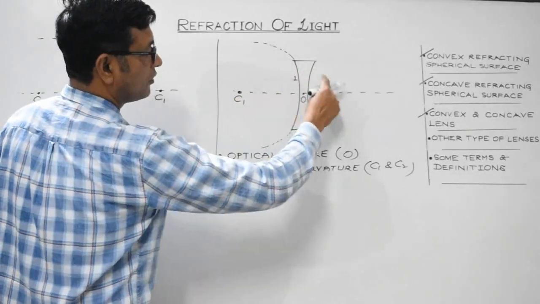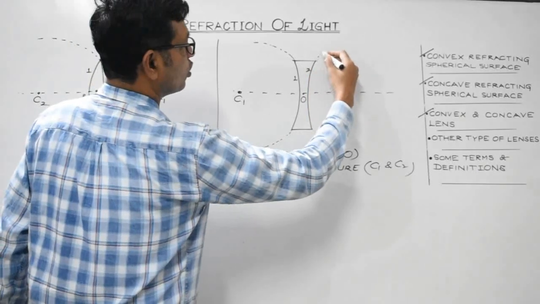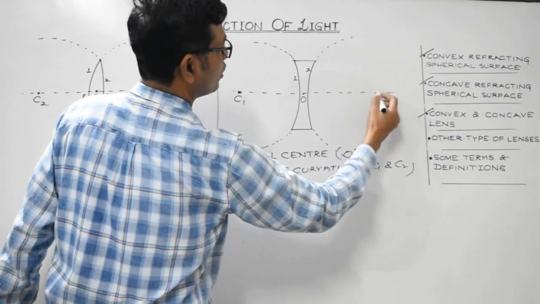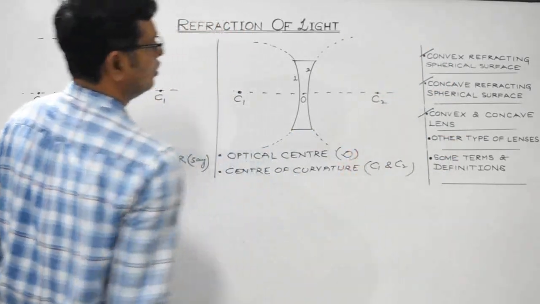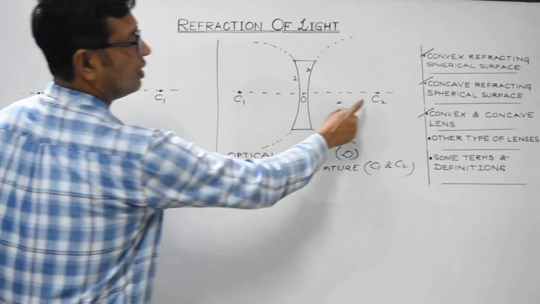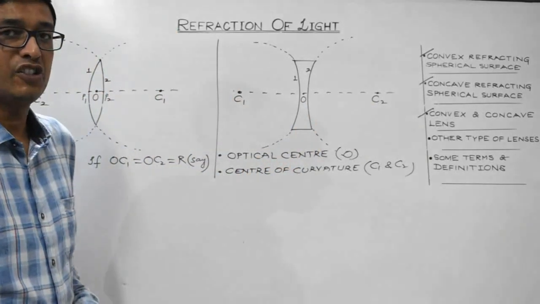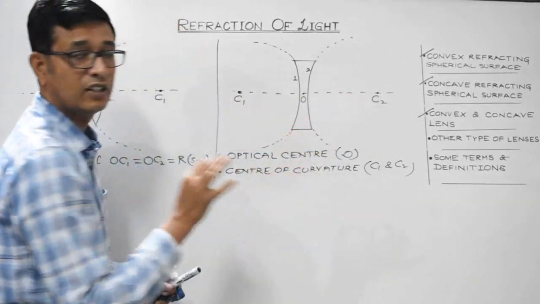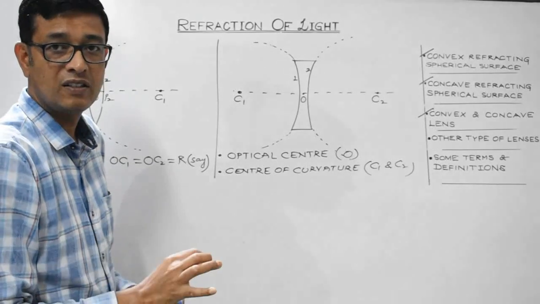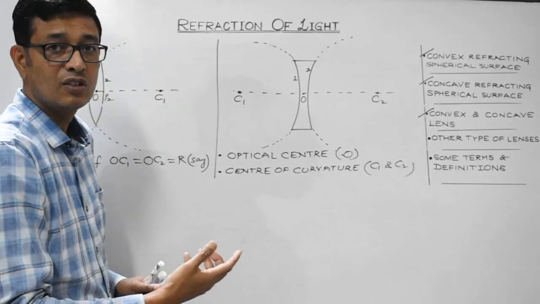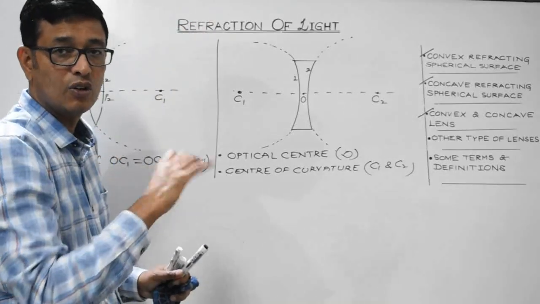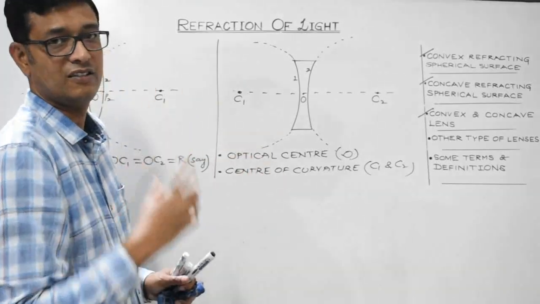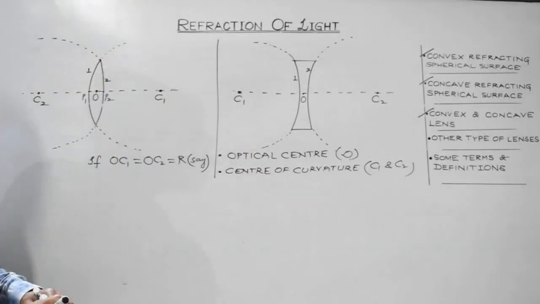Again, it has got two curved surfaces. Let's consider the second one. It's also a part of a sphere whose center will lie somewhere over here. So students, these C1, C2 are known as centers of curvature. How do you define center of curvature? C1, C2 are the centers of curvature, which may be defined as the center of the imaginary sphere of which the curved surface of the lens forms a part. So that is how center of curvature is defined.